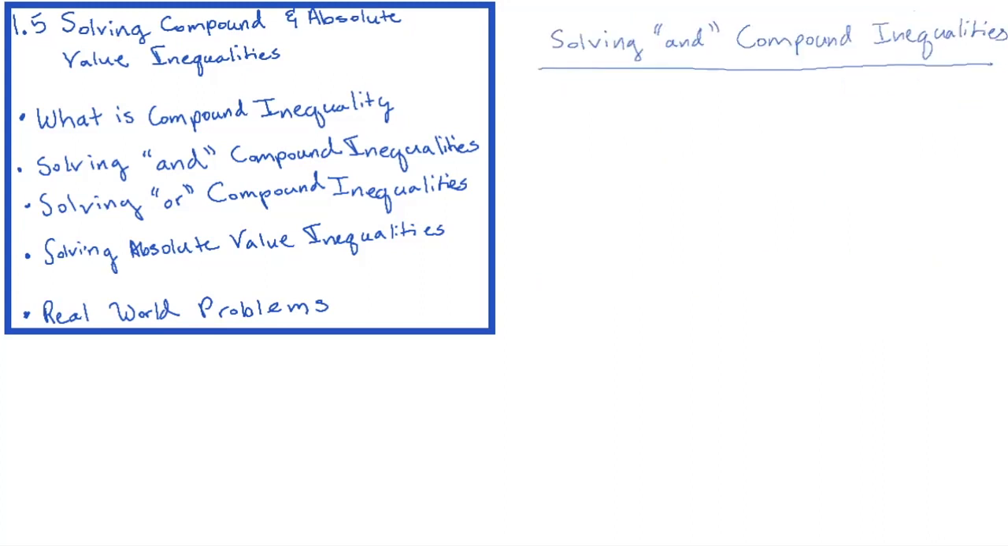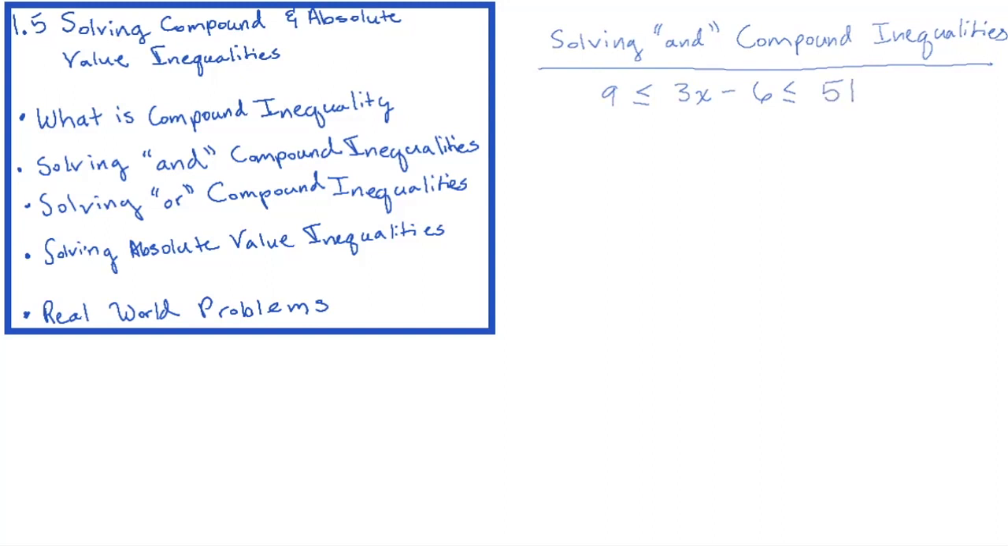All right, solving and compound inequalities. The first thing is let's take this problem. Let's say we have 9 is less than or equal to 3x minus 6, less than or equal to 51.